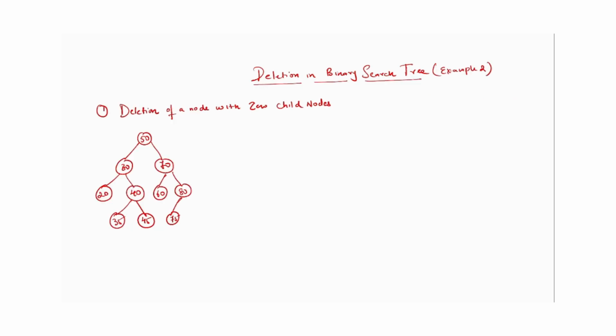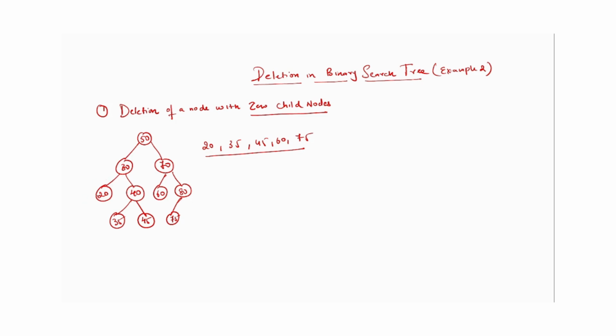Now let us look at deletion in a binary search tree. We are taking the same example here. Suppose I want to delete a node with 0 child nodes. So what are the nodes with 0 child nodes? 20, 35, 45, 60 and 75 are the nodes with 0 child nodes. So suppose now I want to delete 20.